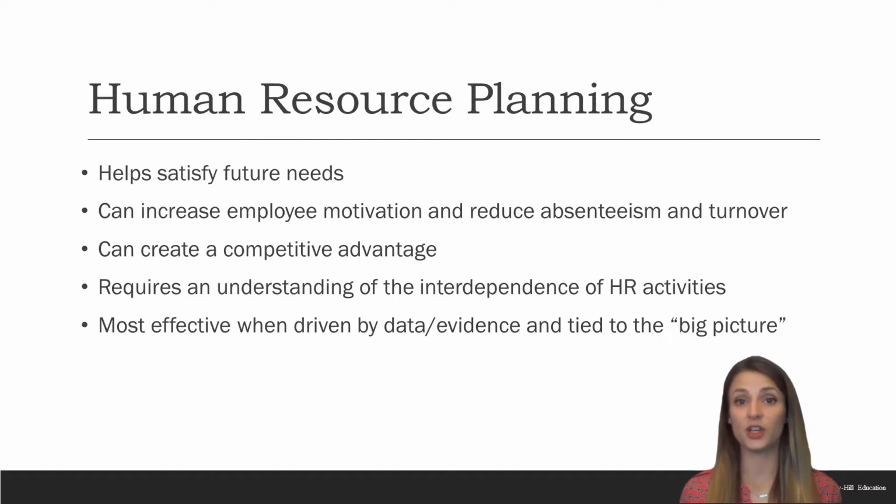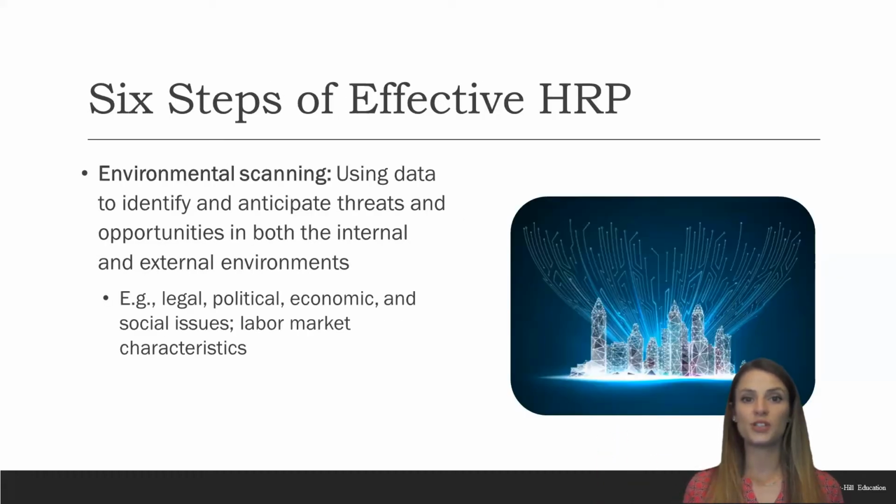Forecasting needs in terms of human resources is not an easy task. It requires an understanding of the organization, of the existing human resources, of the organization's strategy, of the interdependencies between different functions of the organization and different functions within the HR department. The process tends to be most effective when we rely on data, on the evidence from the organization, stakeholders, employees, leaders, and when we focus on the big picture, when the planning process is tied to, connected to the organization's strategic plan. Your textbook describes 6 steps of effective human resource planning.